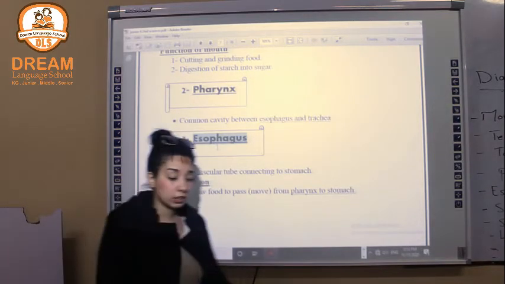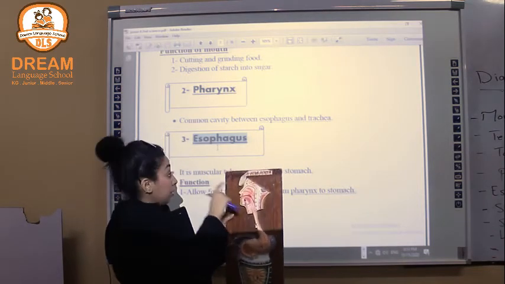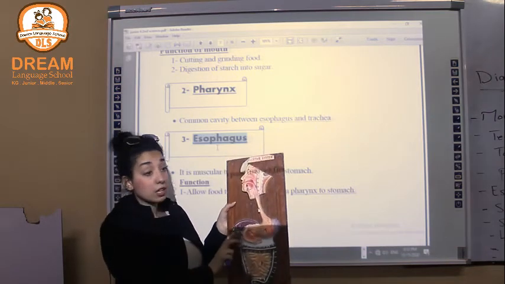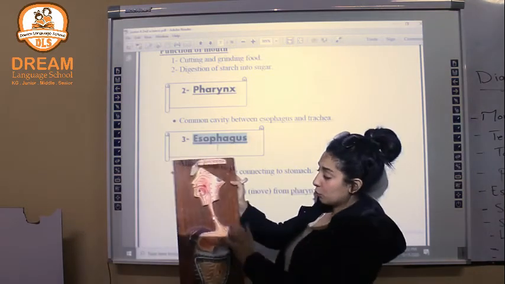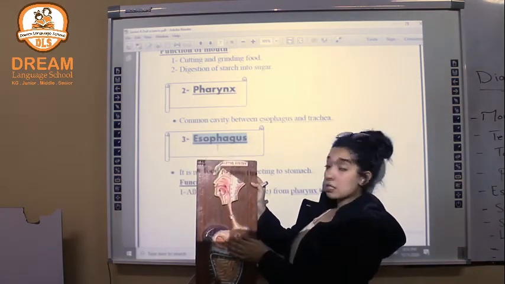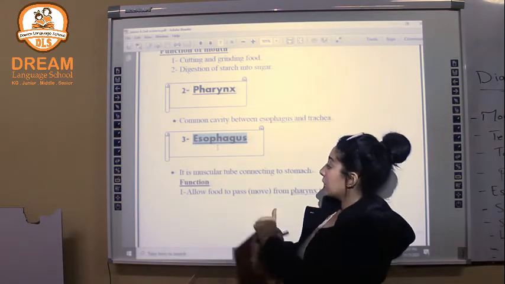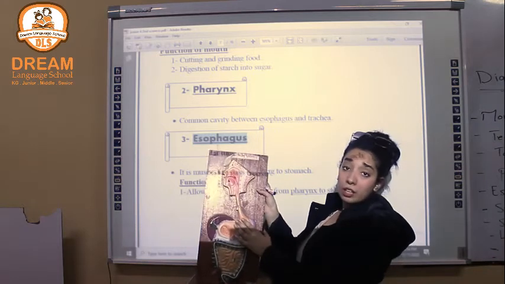Esophagus. After the food goes from the pharynx, it will go through the esophagus. Esophagus is like a bus. It will take you from the pharynx to the stomach. So the esophagus is a muscular tube connecting to the stomach. It makes you go to the stomach.